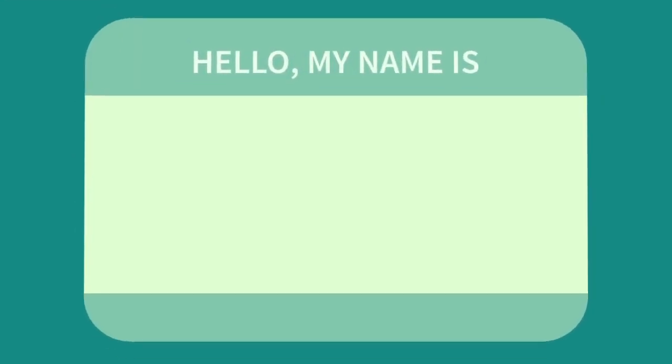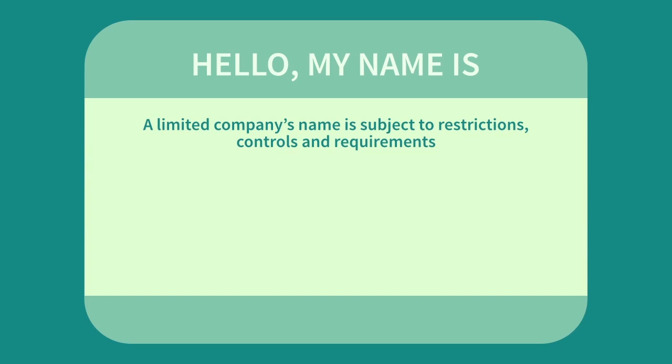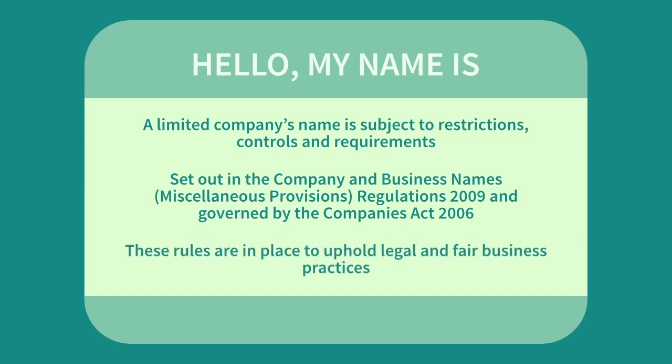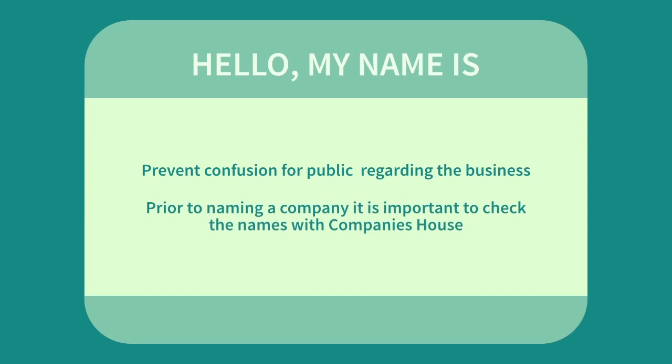The name that can be given to a limited company is subject to certain restrictions, controls, and requirements, as set out in the Company and Business Names Regulations 2009 and governed by the Companies Act of 2006. These rules are in place to uphold legal and social standards by maintaining fair business practice and preventing any offence or confusion being caused to the general public. It will be necessary to carry out a number of checks prior to registering with Companies House to ensure the name you have chosen will be permitted.